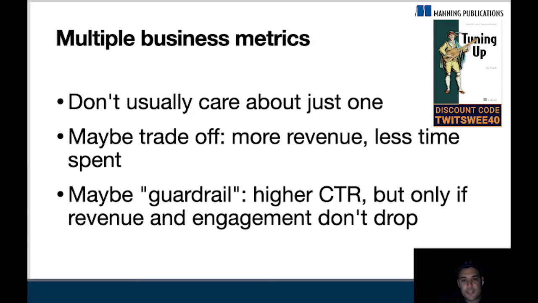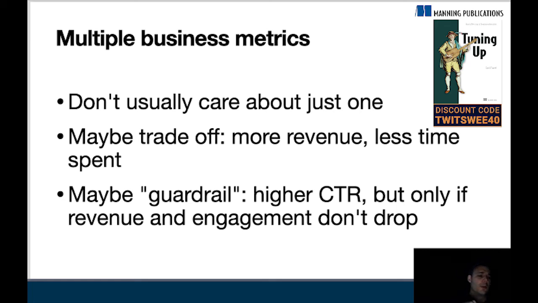Now, in practice, you'll probably have more than one business metric. You'll care about revenue, but you'll also care about how much time a user spends on your site. You might also care about how often a user flags content as objectionable. You might want to reduce that. So in practice, you'll be measuring multiple business metrics, even though in most presentations, including in this book, Tuning Up, of A/B tests, you'll talk about measuring one business metric. In practice, you'll actually measure a lot.